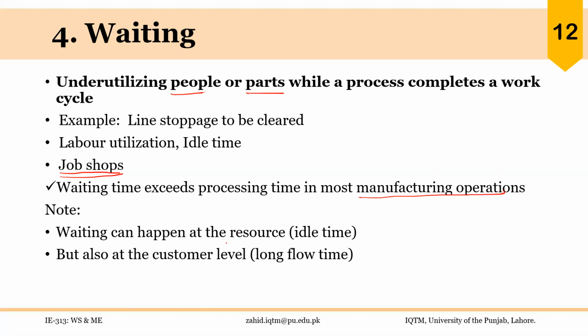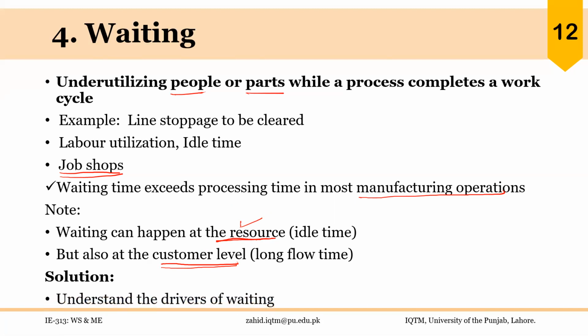Now this waiting can happen at the resource, or it can also happen at the customer level. Sometimes the resource doesn't have anything to do, for example an idle person in a bank or some other service organization who doesn't have a customer to serve. But it could be the opposite as well, that the resource is too busy and a customer has to wait in the queue. The same could happen in a manufacturing organization: a machine doesn't have any work to do, so that is the waiting time at the resource. Or the machine is too busy, so the raw material or work in process is waiting. That is the waiting at the level of the product.